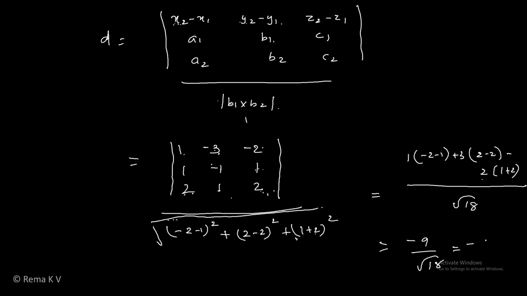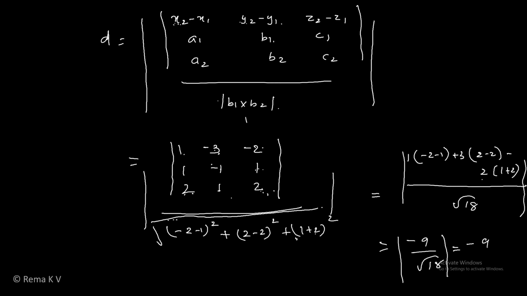This can be written as minus 9 divided by root 18, so here you have to consider the modulus of this. Since it is the distance, we cannot take a negative sign here. So the modulus of this gives a plus sign. 9 divided by root 18 can be written as 3 by root 2, or rationalizing the denominator you will get this as 3 root 2 by 2.